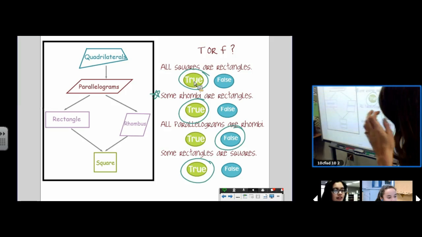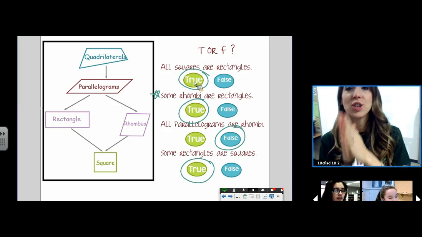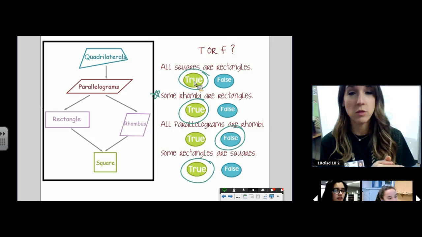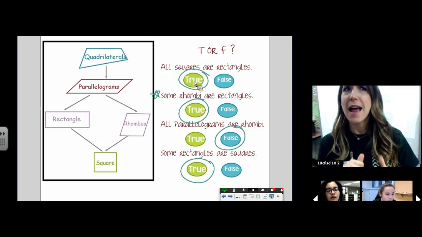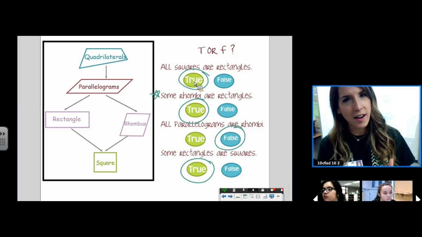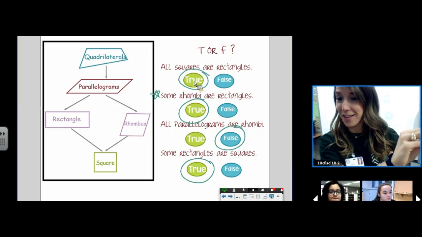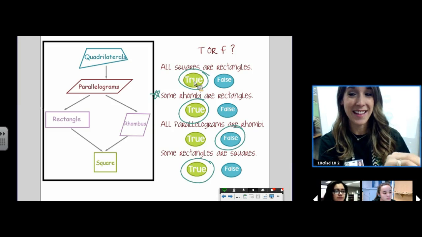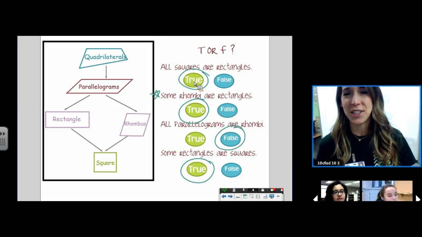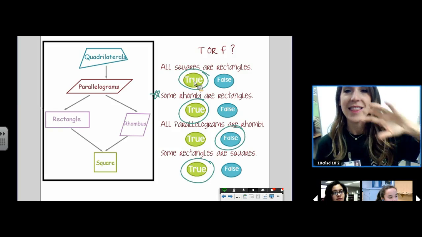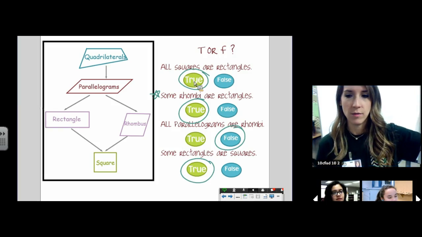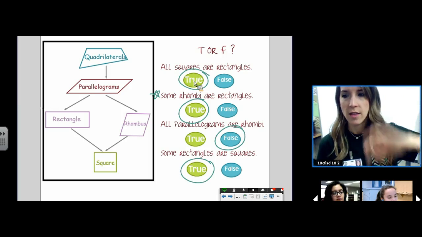Some rhombi are rectangles. So, do you agree that a rhombus could be a square sometimes? Do you agree? A rhombus is sometimes a square. Yes. Now, if a rhombus is a square, is it also a rectangle? Oh, yes. So it's really weird logic. It's weird reasoning. But if a rhombus gets promoted to a square, then it is also a rectangle.